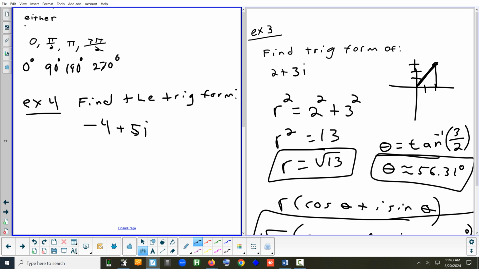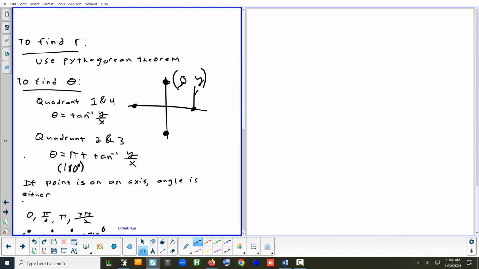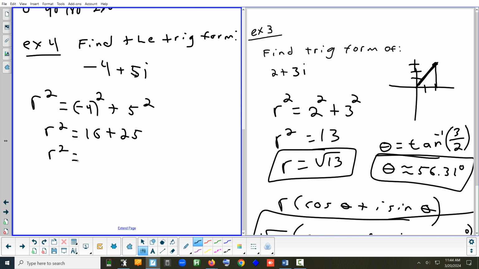Okay, so what's one of the things that we need to find? The radius. Okay, need the radius. What's going to be my formula to find the radius? Yep, and when you fill in Pythagorean theorem, what will you have? 16 plus 25, because -4 squared is 16 and 5 squared is 25. And 16 plus 25 gives me? 41. So what's my radius? Square root of 41.